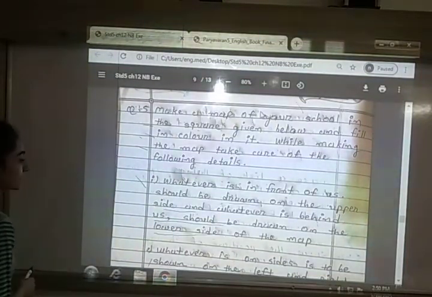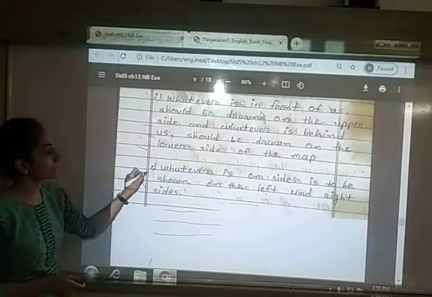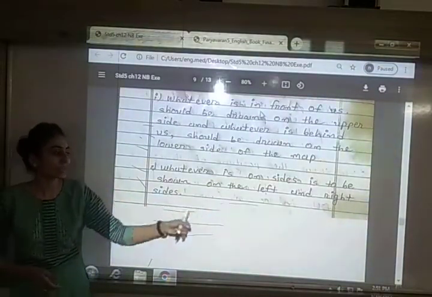Now what about the left and right side? Whatever is on the sides is to be shown on the left and right sides.